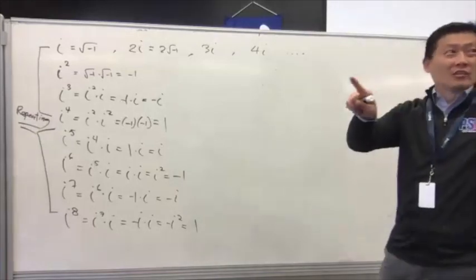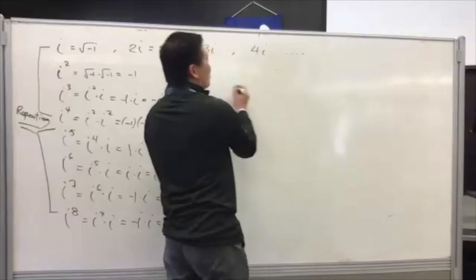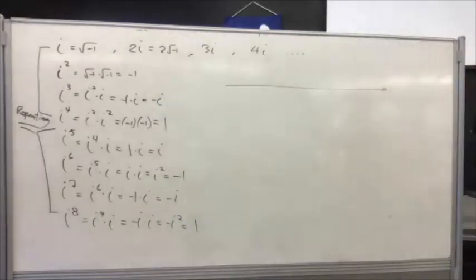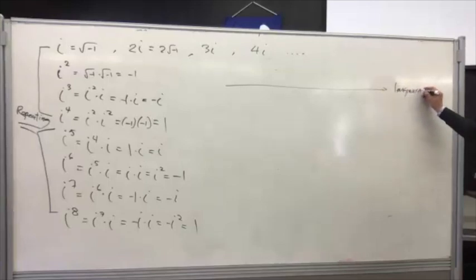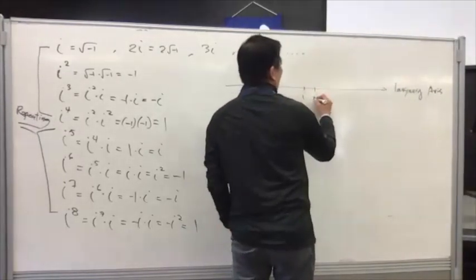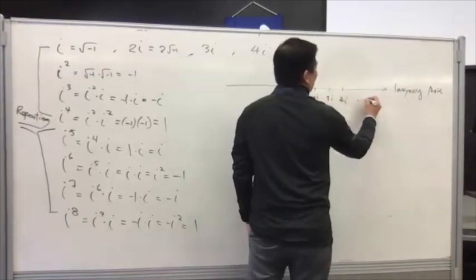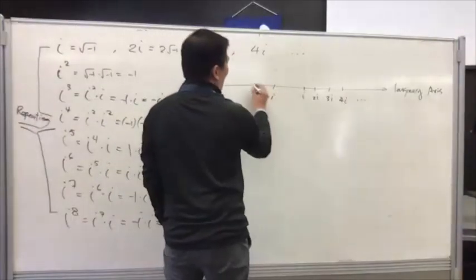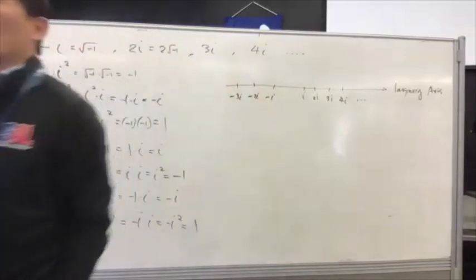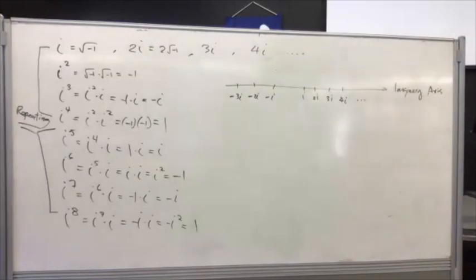So here, watch this. Technically, I can say I have a line, and this line is called the imaginary axis. And then I can have I, 2i, 3i, 4i, etc. If I go in the positive direction, I have I, 2i, 3i, 4i, and anything you need to put. If I go in this direction, what do I have? Negative i, negative 2i, negative 3i, etc. What number am I missing so far between I and negative I? Zero.